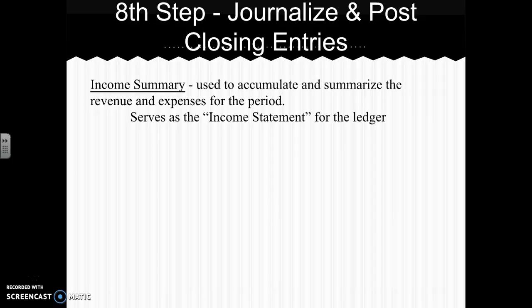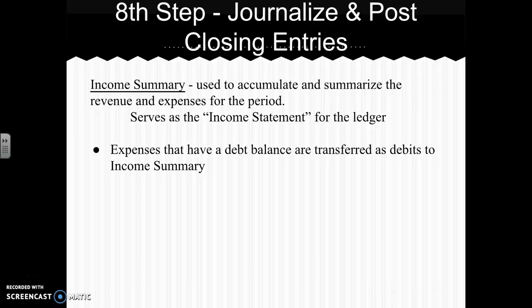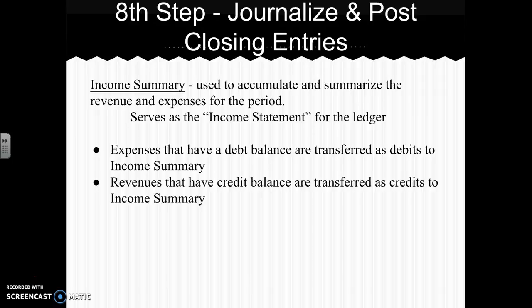It serves as the income statement for the ledger. Remember back when we did the financial statements, the income statement shows us net loss or net income. Expenses that have a debit balance are transferred as debits to income summary. So if we are going to close out our expenses, we would debit income summary and credit the expense to zero out all of our expense accounts. Revenues that have a credit balance are transferred as credits to the income summary. So we would debit the revenues and then credit the income summary.